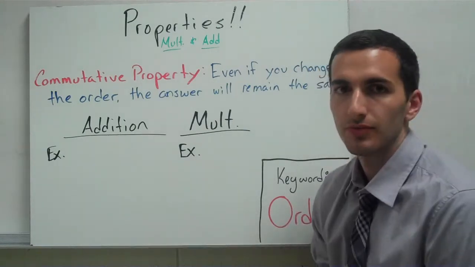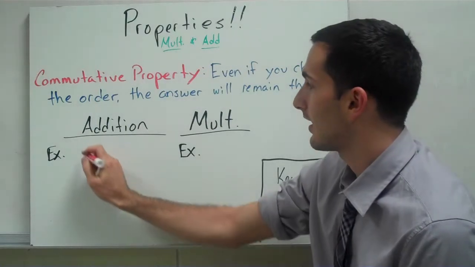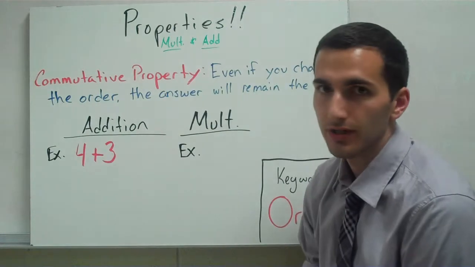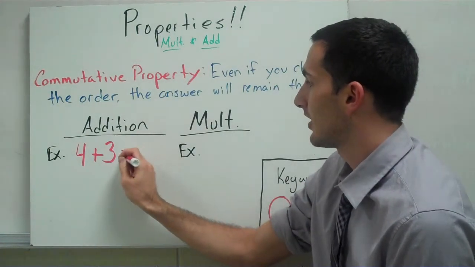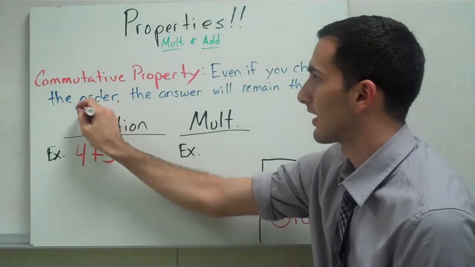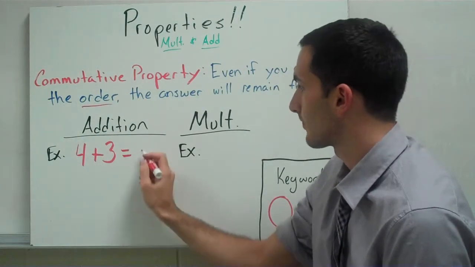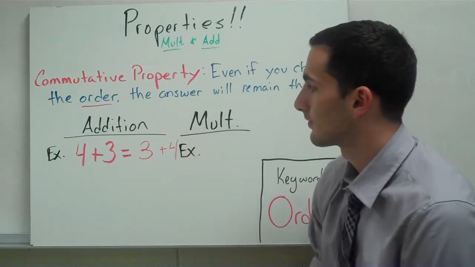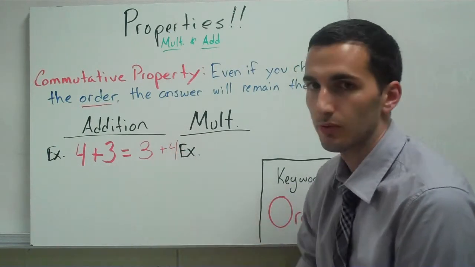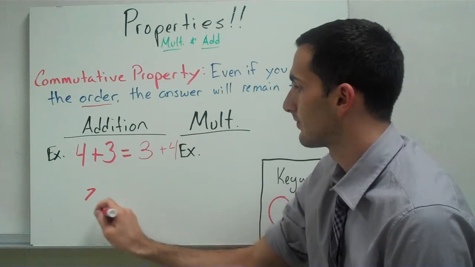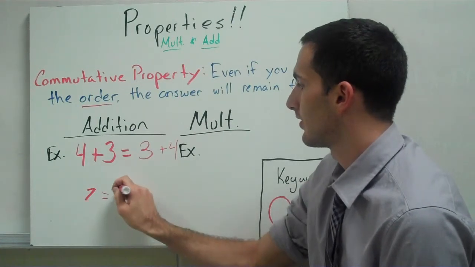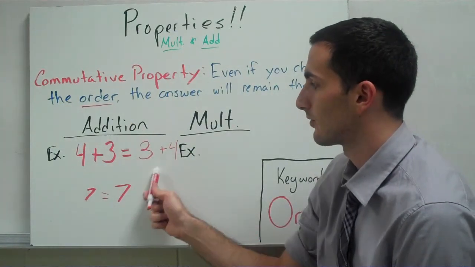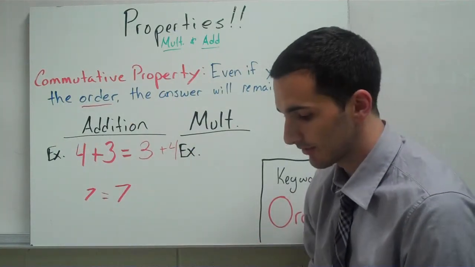In an addition problem, that's going to look something like this. So let's say I had 4 plus 3. Well, we all know that gives us 7. Now, if I change the order of that, is that going to give me a different answer? Well, let's look. Let's say 3 plus 4. Okay, same numbers, different order. Well, 4 plus 3 is 7. 3 plus 4 is still 7. So the commutative property tells us that if we change the order, we still get the same answer.